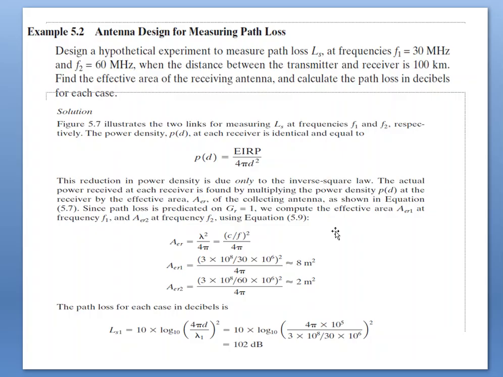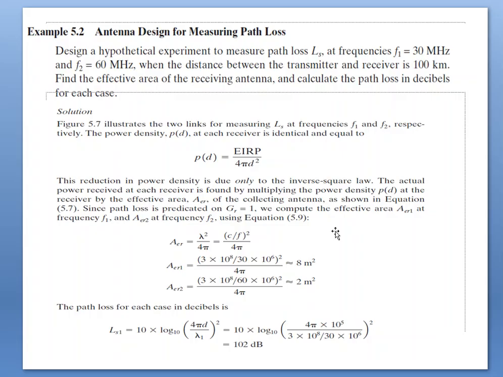So proportionally the effective area of the receiver is equal to lambda by f whole square divided by 4 pi. That implies 3 into 10 power of 8 divided by the operating frequency, in the first case that is 30 megahertz, that is 30 into 10 power of 6, whole divided by 4 pi. That results in 8 meters square as the effective area of the first case. And similarly the effective area of the second case, at the frequency of 60 megahertz, we produce 2 meters square. And we find the path loss of each in decibel.